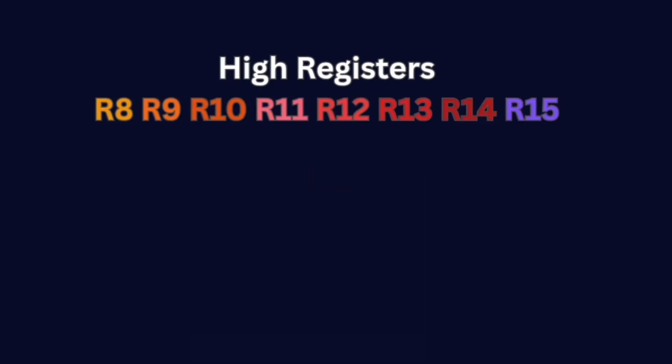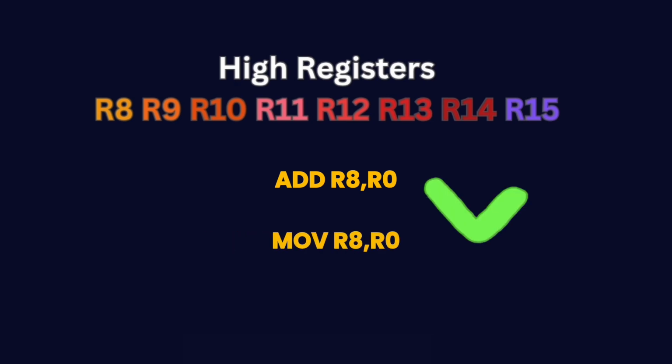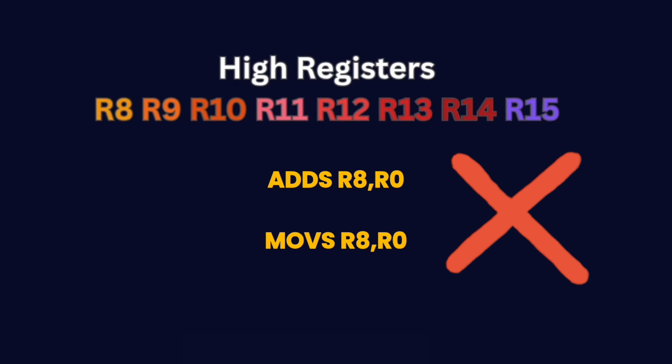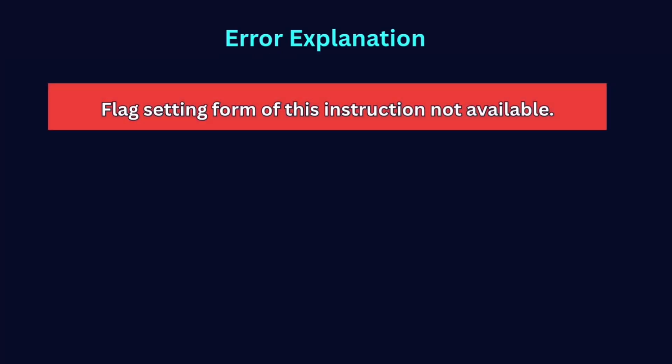The next difference is about the high register instructions. Now comes the biggest exception. Whenever an instruction uses the high registers, that is R8 to R15, the suffix S must not be used. For example, we use ADD R8, R0 or MOV R8, R0. These are all valid Thumb instructions, but writing them with the suffix S produces the assembler error: flag setting form of this instruction not available.